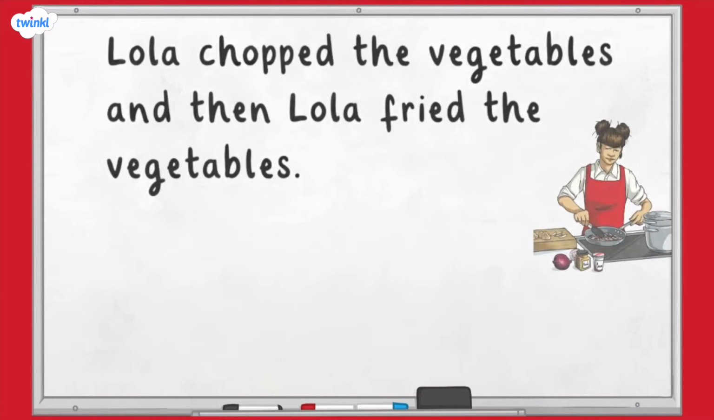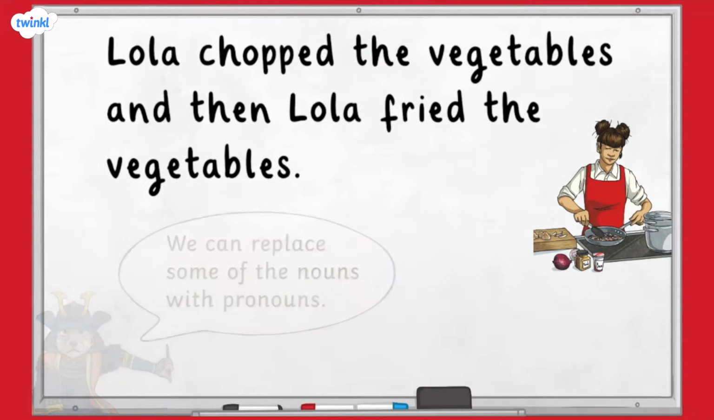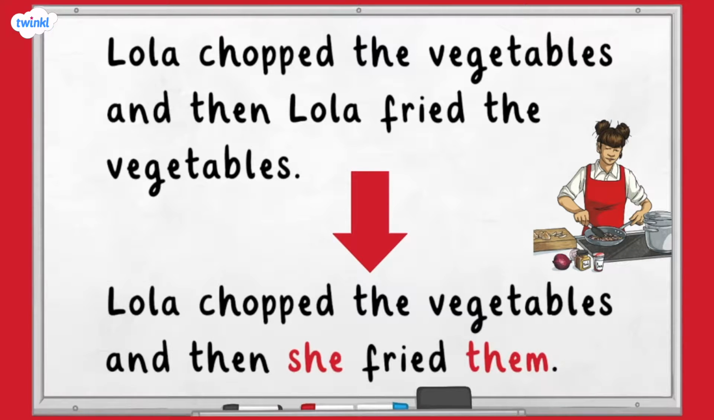Take these sentences, for example. Lola chopped the vegetables and then Lola fried the vegetables. To make the sentence less repetitive, we can replace some of the nouns with pronouns. Lola chopped the vegetables and then she fried them. Lola has been replaced by she and the vegetables has been replaced by them.